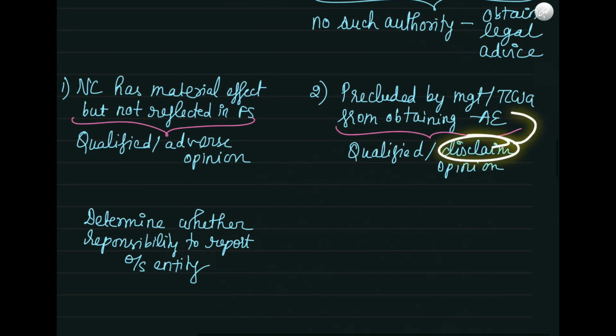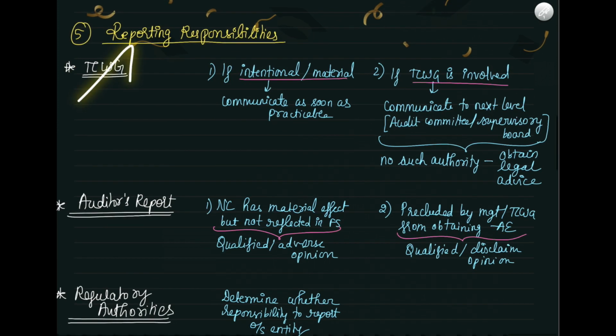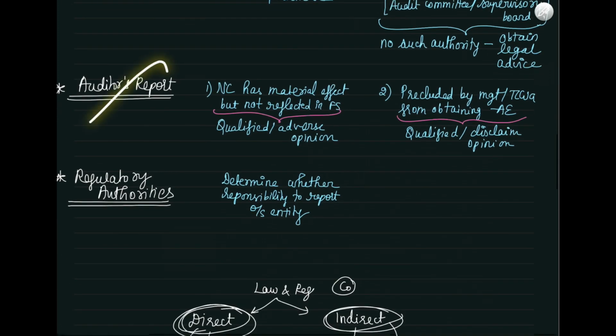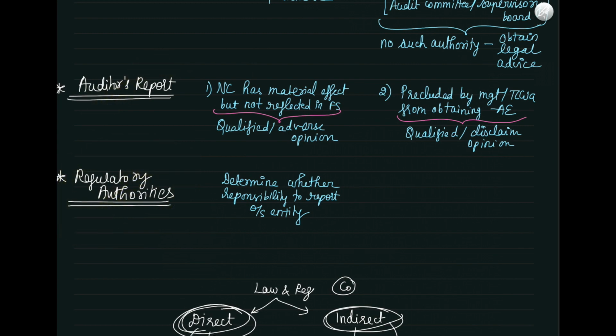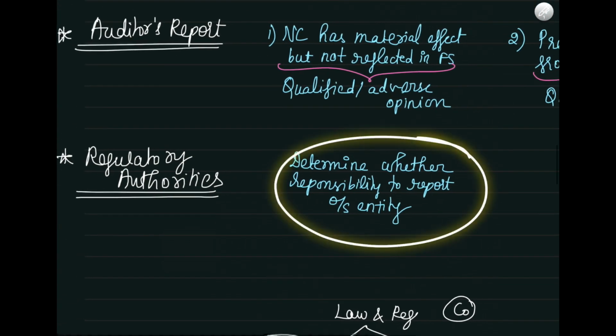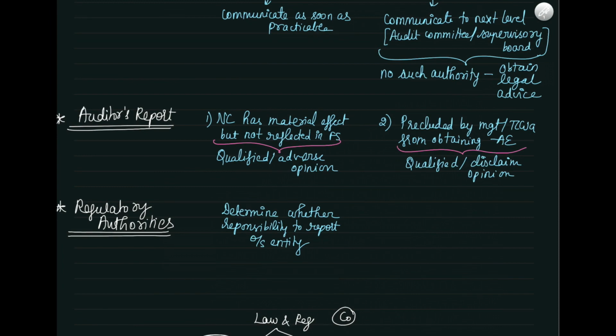Disclaimer opinion, because you are not able to obtain sufficient and appropriate audit evidence. Okay, got it. So first, what you have to report to TCWG. Next, what you have to report in the audit report. Next is to the regulatory authorities, if any, what you have to report. So you have to see whether you have any responsibility to report to any outside entity if there is a non-compliance. If yes, then do your work accordingly. So that's all they have said here. Not much they have told about here.